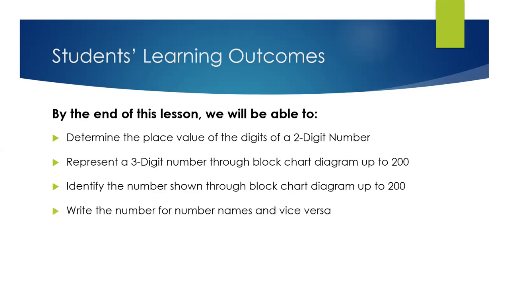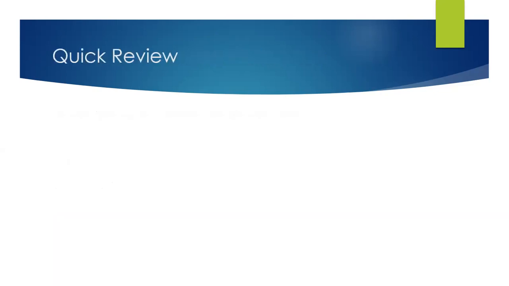And fourthly, we will write the number names and vice versa. Firstly, we will have a number and we will write the number names for them. And secondly, we will have number names and we will write the number for them. So here are our student learning outcomes.